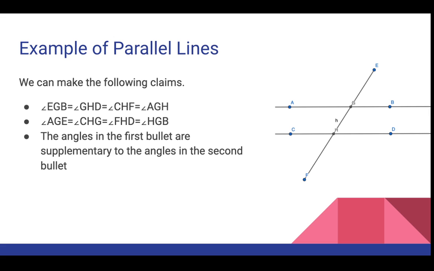And then we can also notice that all the angles in the first bullet are supplementary to the angles in the second bullet, simply because they add up to 180, or they're on a straight line. For example, angle AGE plus angle EGB is 180 because angle AGB is a straight line, right? Or they're same side angles, which means that they are supplementary.